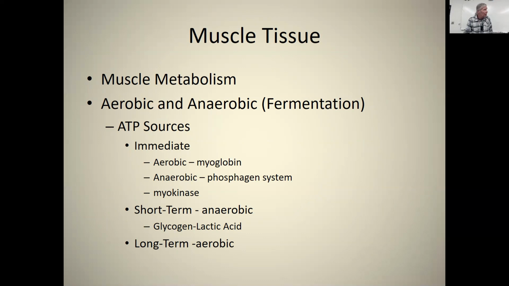Muscle metabolism. We got to talk about where the ATP comes from. There's aerobic and anaerobic ways of generating ATP, and there's quick sources and slower sources. So ATP sources, immediate sources. One would be actually aerobic, because of myoglobin. As soon as you start moving your muscles really fast, the oxygen tension goes way down. This allows the oxygen to come off of myoglobin, and you can use oxygen for a little bit of aerobic metabolism. But that only lasts a very short time.